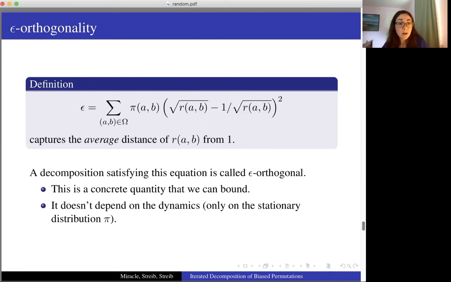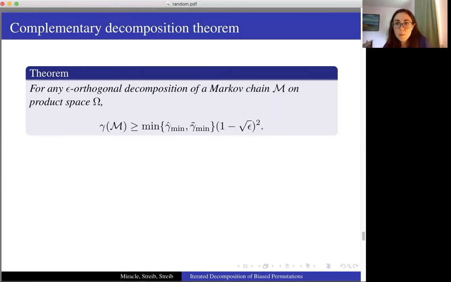Right, so this is a concrete quantity that we can bound, and it's combinatorial. It doesn't depend on the dynamics. It only depends on the stationary distribution pi. So that makes it a little bit easier to analyze. And then we prove that if the decomposition is epsilon orthogonal, then the gap satisfies this equation. So remember, this is the minimum of the rows and the columns, and we get this extra factor of 1 minus the square root of epsilon, squared.